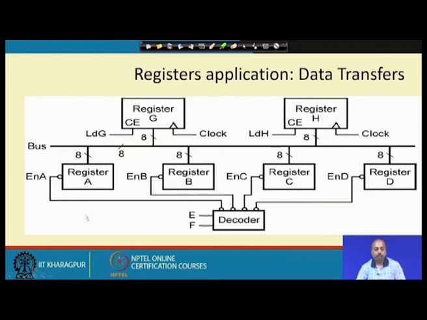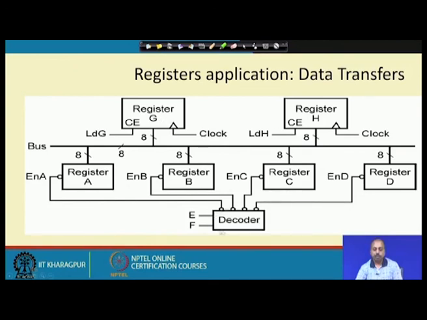Similarly, if I want to make a transfer from A to H, then this enable A should be given and this load H signal should be given. So, in a very simplistic situation, it may be the case that I have got these 4 registers A, B, C, D, from where we want to make transfer to these registers G and H.